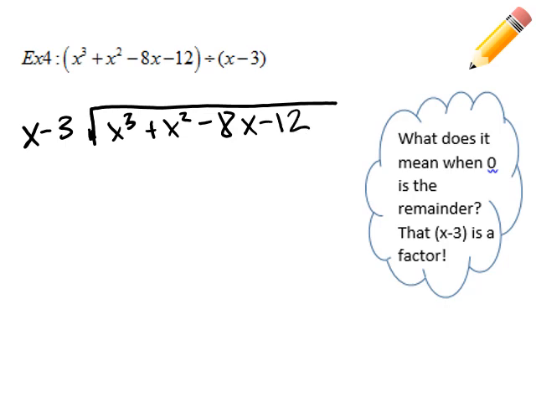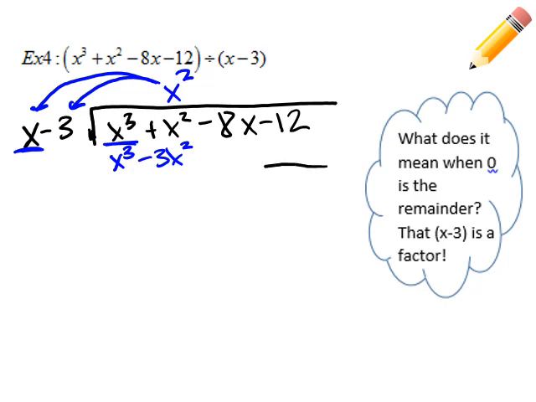So let's start off. I want to find, what do I multiply x by to get x cubed? And that would be an x squared. X squared times x is x cubed. X squared times negative 3 is a negative 3x squared. Multiplied everything. So let's subtract. 1 subtract negative 3 becomes a positive 4x squared. Bring down what's remaining.